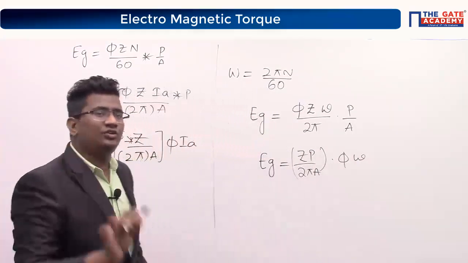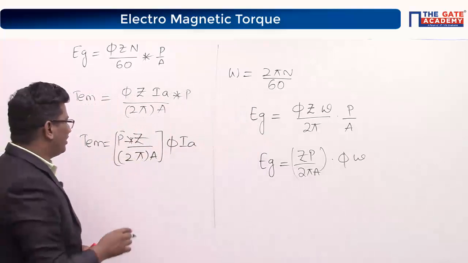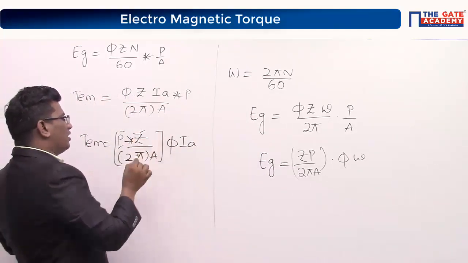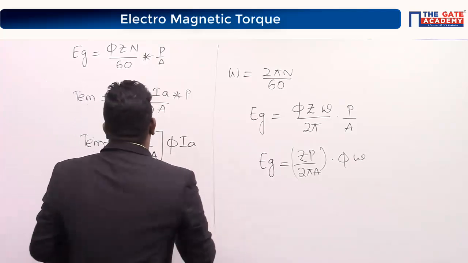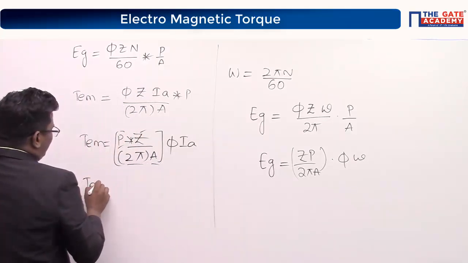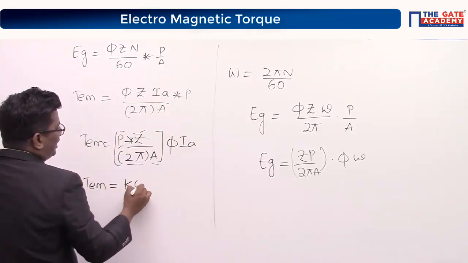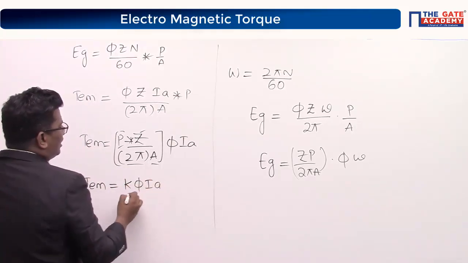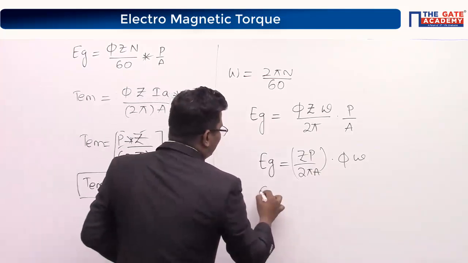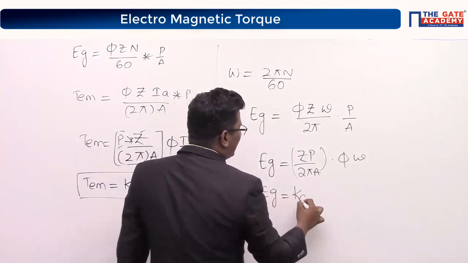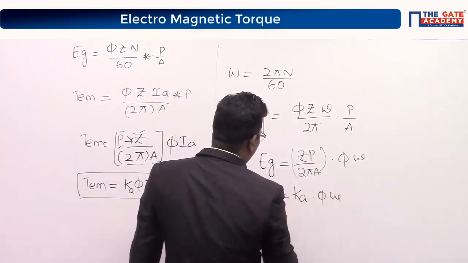First you tell me. Once the design is over, poles are constant, conductors are constant, 2 pi is constant, A is also constant. Correct? Can I write this electromagnetic torque is nothing but K into phi into Ia? It is better to say Ka. Similarly, can I write Eg is equal to Ka into phi into omega?